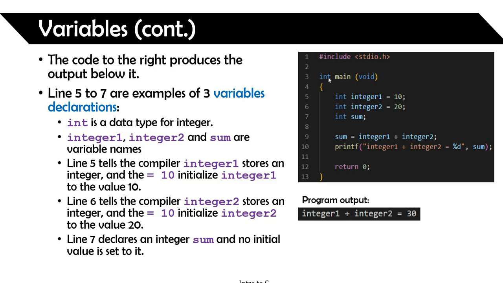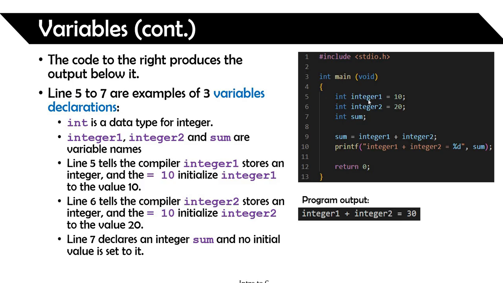Is that okay? So you can see the same structure, integer main, void, then you have the open curly bracket and also the close curly bracket, and you have the return 0, which means terminate the program. 0 means it runs successfully. So if all runs successfully, you terminate the program.